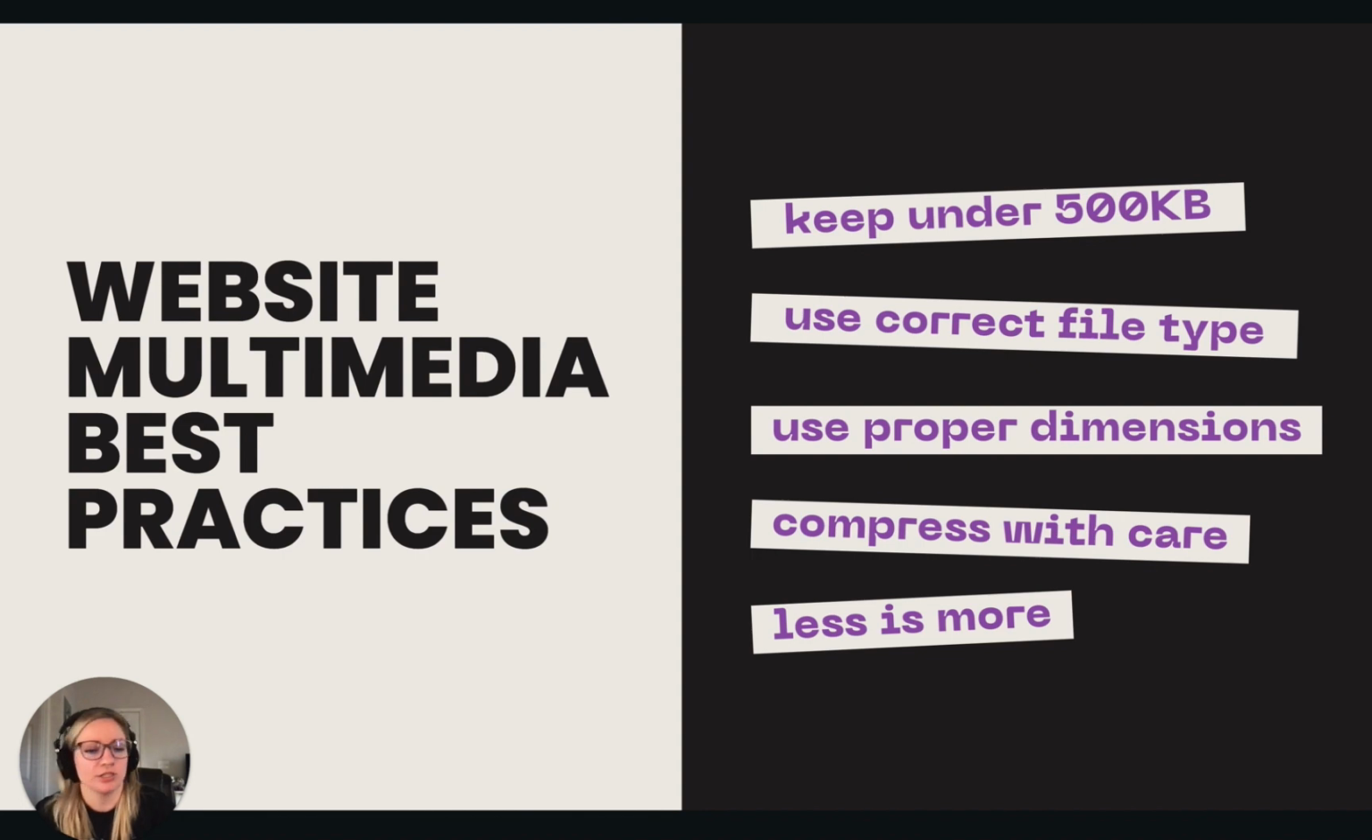Next thing is to use the correct file type, which we're going to talk about here in a minute. Different types of images need different file types. Using the proper dimensions is also really important. We don't need to be uploading stuff to our website that's 4,000 pixels wide. That's just not necessary for a screen. So just making sure to size things. I usually do 2,000 pixels or less in either direction, depending on if it's portrait or landscape. That's just kind of a good rule of thumb to follow, I think.